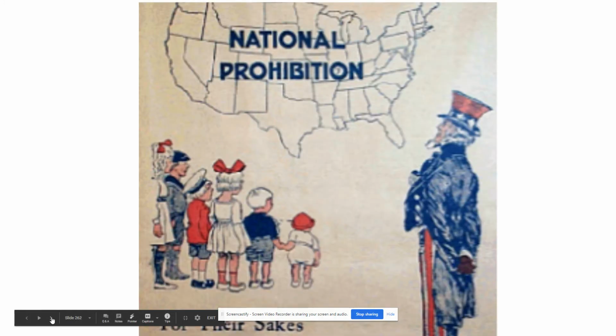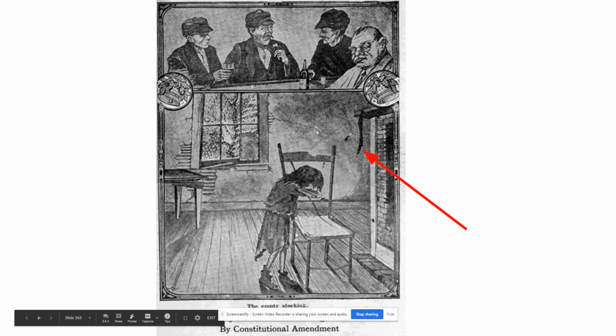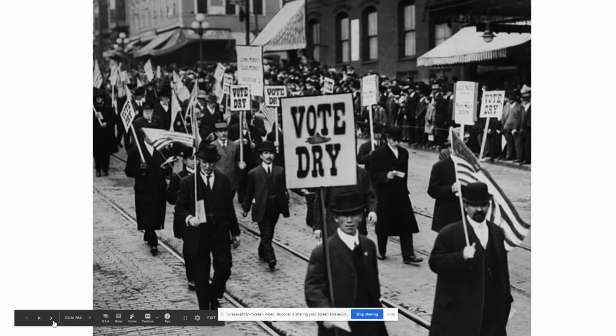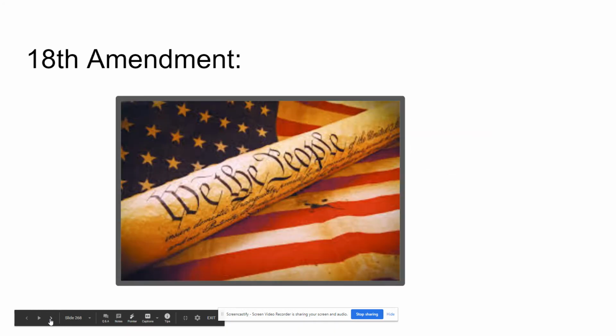shore. Here we have the children. Are you going to vote for the children for their sake to have prohibition? Again, here's a girl crying basically while her dad's off drinking. You're going to vote for the dad drinking or the girl and her family? So again, parades occurred, protests, vote dry, get rid of alcohol. So in 1919, it happens.